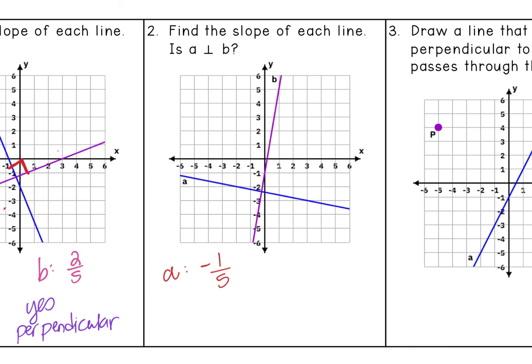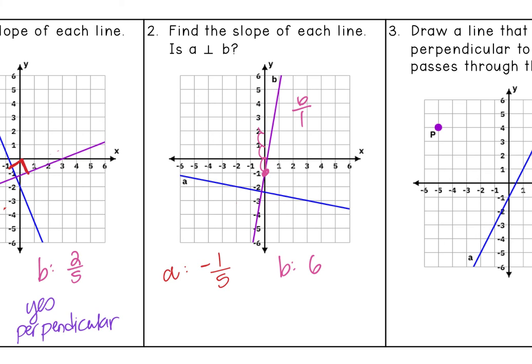Now let's look at the other line, so line B. Looks like its y-intercept is at -1. And it looks like it's going through this point here, 1, 5. So let's count. 1, 2, 3, 4, 5, 6 up, and then 1 across. So 6 over 1, remember, you could just write 6.